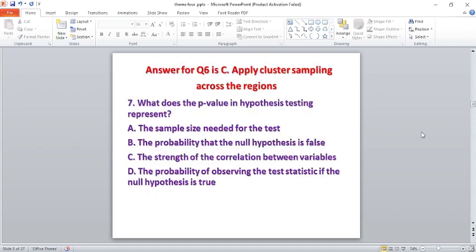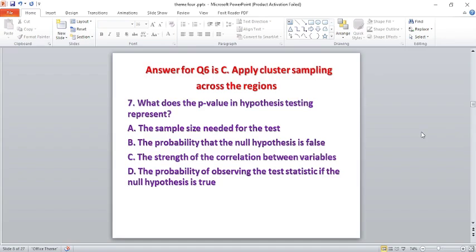Question number 7. What does the p-value in hypothesis testing represent? A. Sample size needed for the test. B. Probability that the null hypothesis is false. C. The strength of the correlation between variables. D. The probability of observing the test statistic if the null hypothesis is true. The answer for this question is D. The probability of observing the test statistic if the null hypothesis is true.